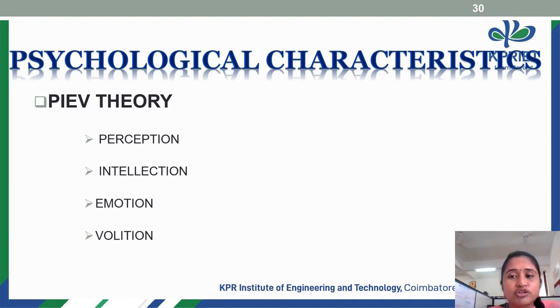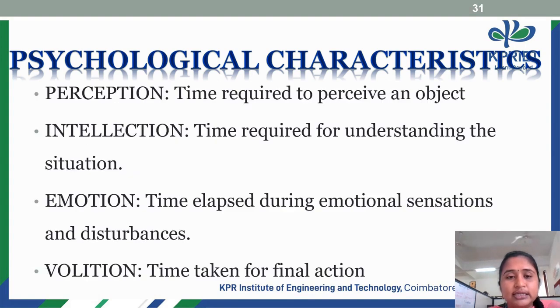And coming to the psychological characteristics, they are not measurable and not easily quantifiable. It is difficult to do that. So the psychological characteristics are explained using the PIEV theory, that is perception, intellection, emotion, and volition. Perception is the time taken to identify the object, that is, to perceive the object. The driver requires some time, right? So perceiving the situation is called perception. Then intellection, that is understanding the situation, what is going on on the road, what we have to do. Understanding the exact situation is called intellection.